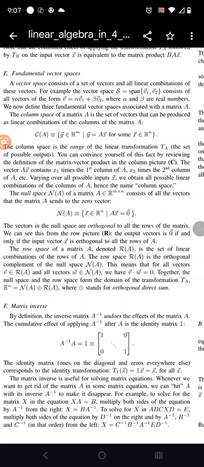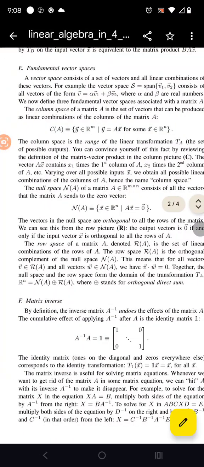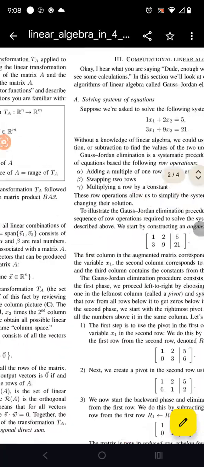This means that for all vectors V in RA and all vectors W in the null space, we have V times W equals 0. Together the null space and the row space form the domain of the transformation TA. R to the power n equals the null space of A orthogonal direct sum the row space RA. Alright. Maybe a few more examples will make it clearer.